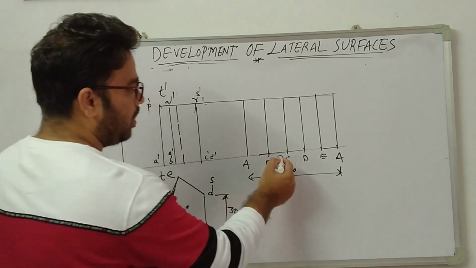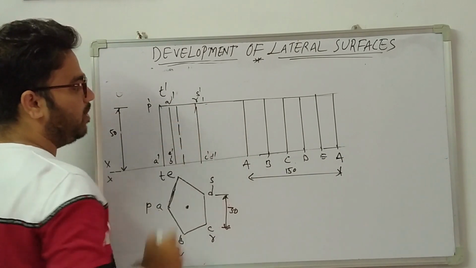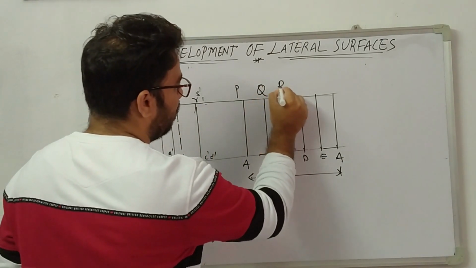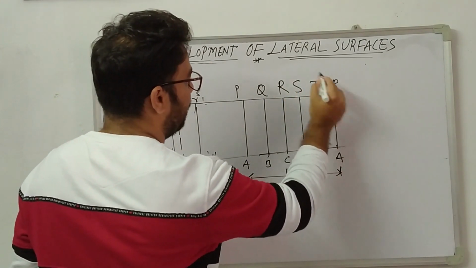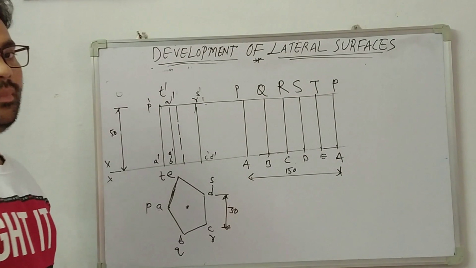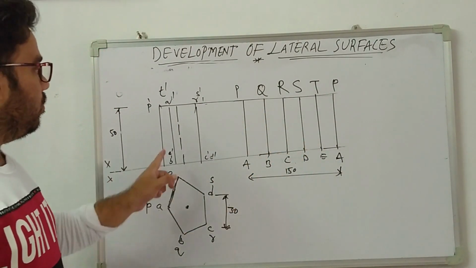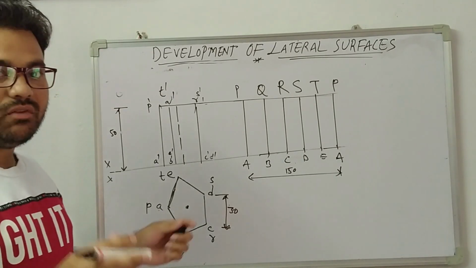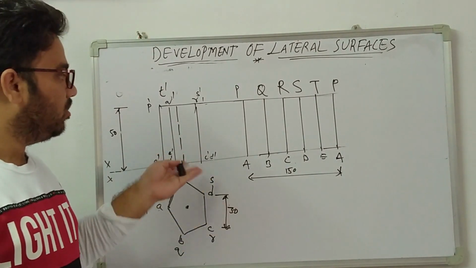So this is the top and bottom one. Similarly, with respect to ABCD, we have PQRS also. Draw P, Q, R, S, T and again P. So I have drawn this shape. Now what is the initial condition? If the cutting plane is not given in this problem, then this is the diagram and the solution is completed.